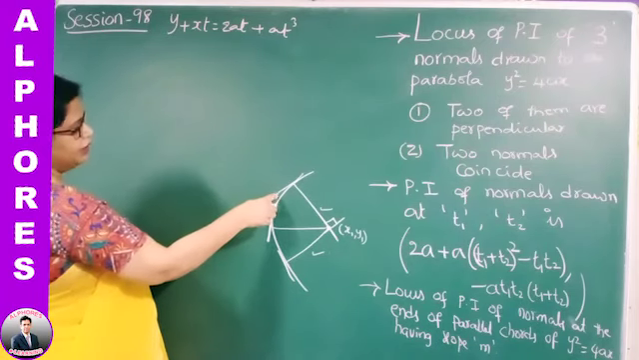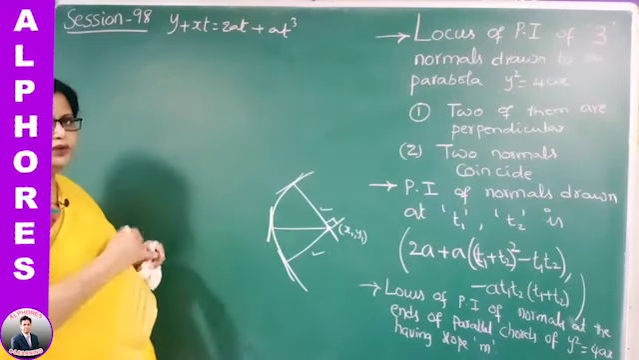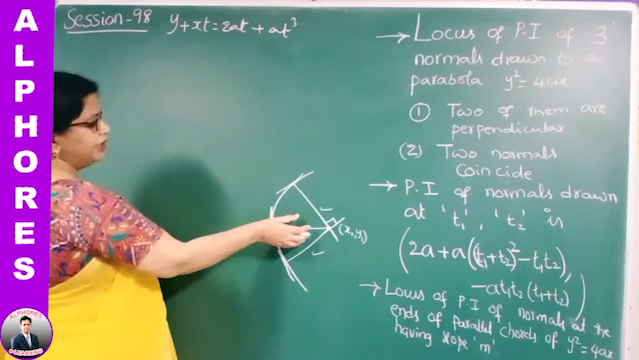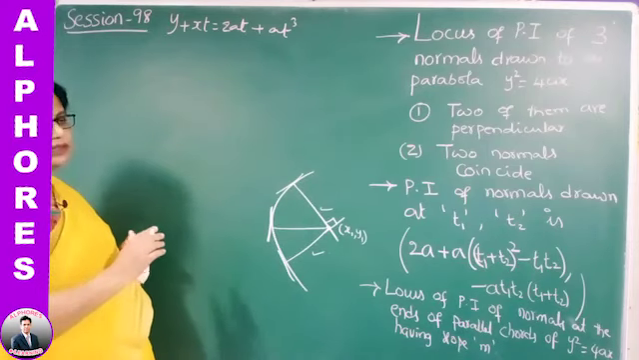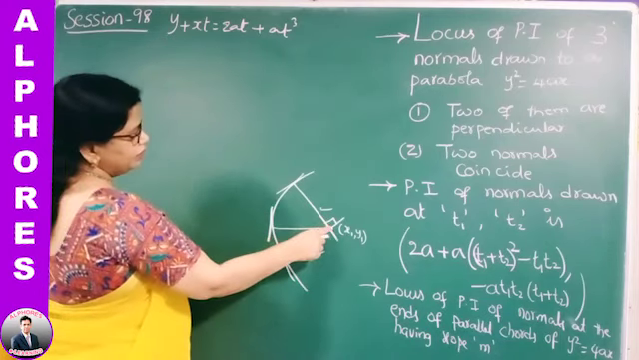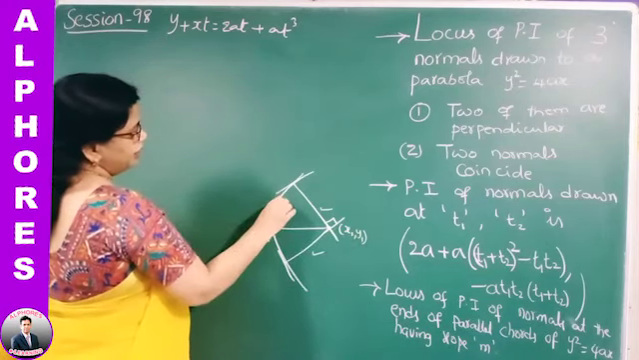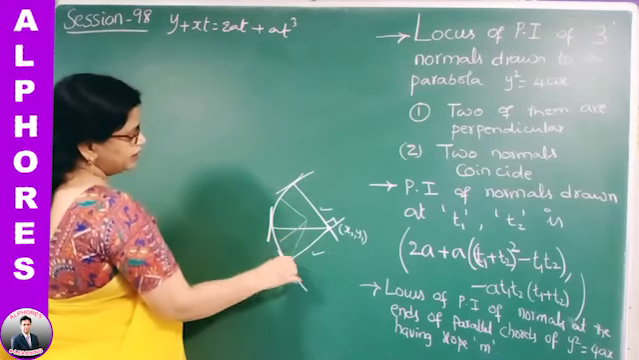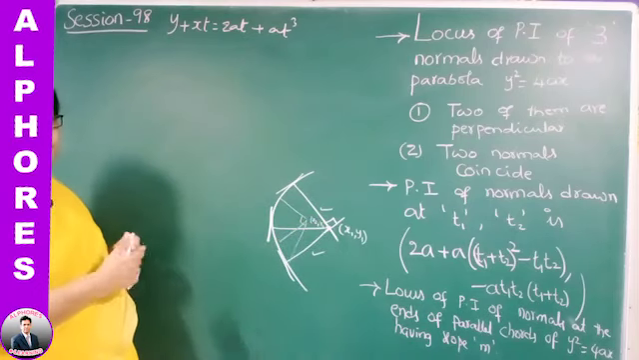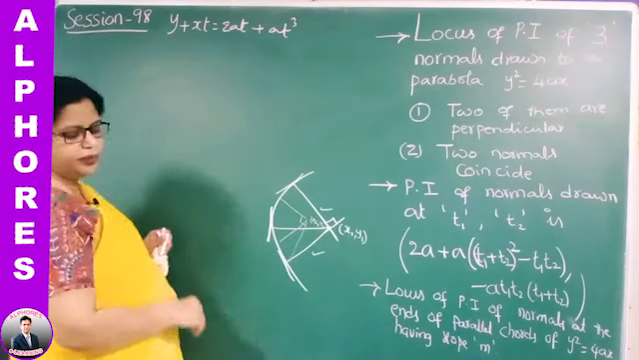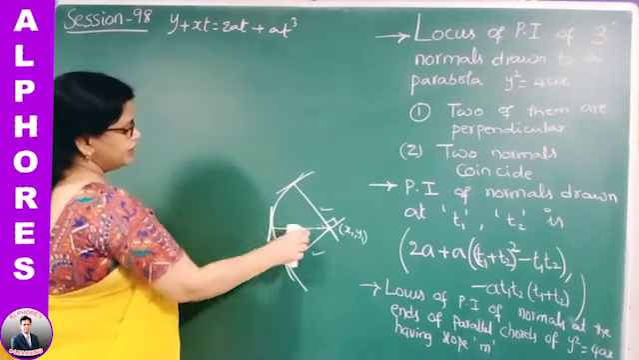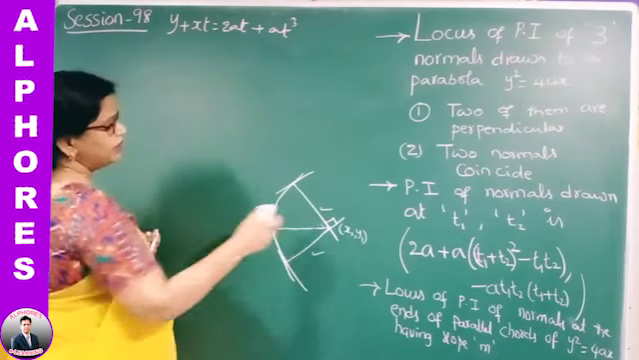Like this, take another three normals, again two of them perpendicular, and they intersect at one point. So if you take three normals in this way, one set like that, among them two perpendicular, this is x1, y1, and if I take another set in this way, again perpendicular, and this is x2, y2, like that if you take different points of intersection, what is the locus of all such points? That is our question.